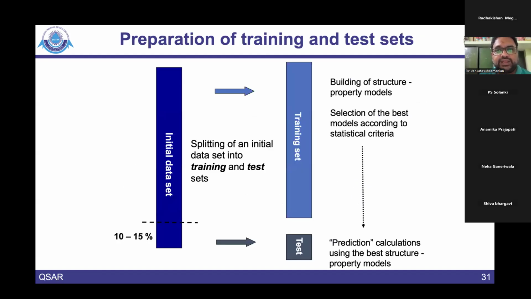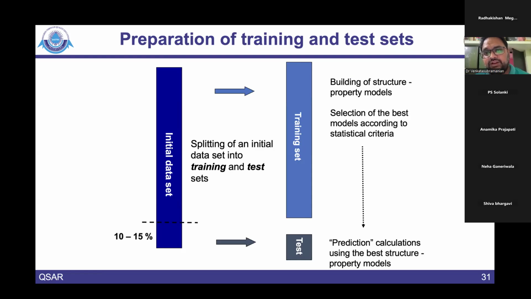And then the next step is that we will try to split it between test and training data sets. So we have to keep a small percentage of data as a test data set. That is something that we are already aware of.